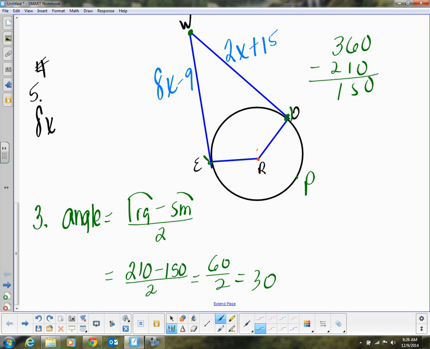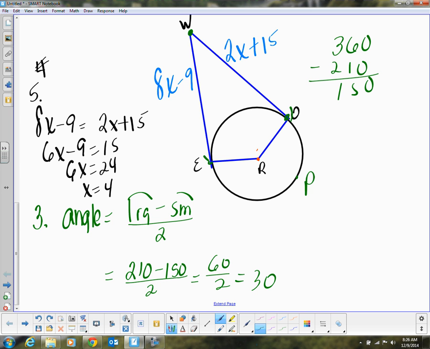So you've got 8x minus 9 equals 2x plus 15. Subtract 2x, you're going to get 6x minus 9 equals 15. Add the 9, you're going to get 24. What is x? 4. Did they ask for x or more? Just x. That's it. I already did number 5. Okay, so you were asking and complaining and making my life miserable because you had already done number 5. Trevor, you were first.